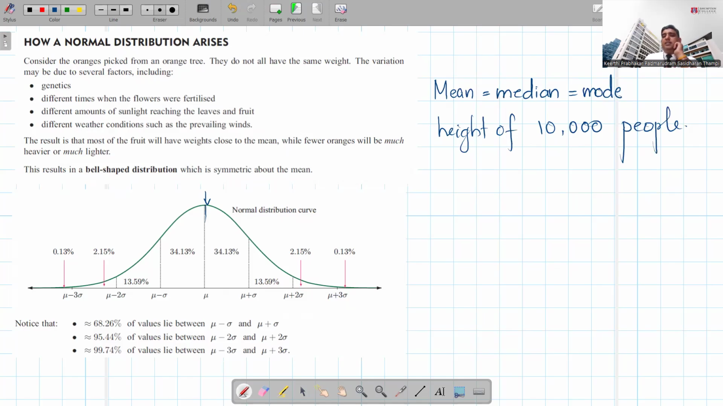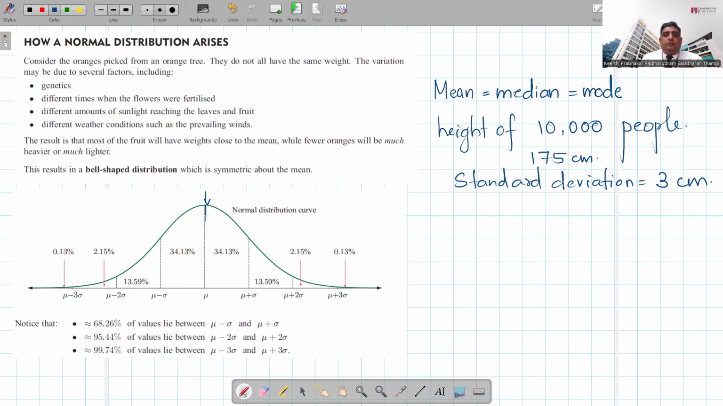We found that the average height is 175 centimeters with a standard deviation of 3 centimeters. Is that clear? The standard deviation of 3 centimeters in a population of 10,000 people. Let's say they are from a village or an island, whatever. It's just to make you understand what this diagram means.